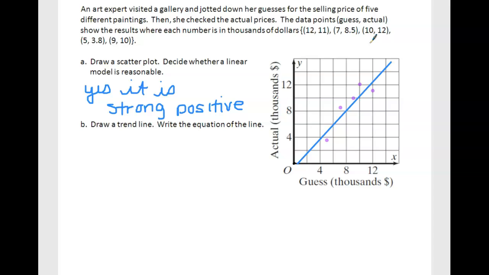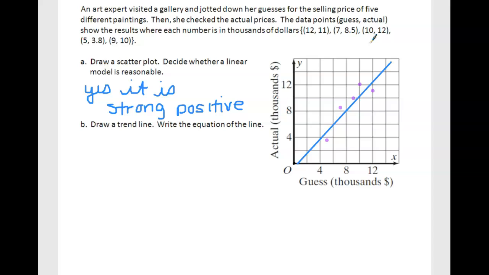And again, it doesn't have to be perfect. I have 3 above, 2 below. They're all kind of equally distanced. Yours might be a little different from mine. That's okay. So what I'm going to do is pick some points on my line and create a slope.